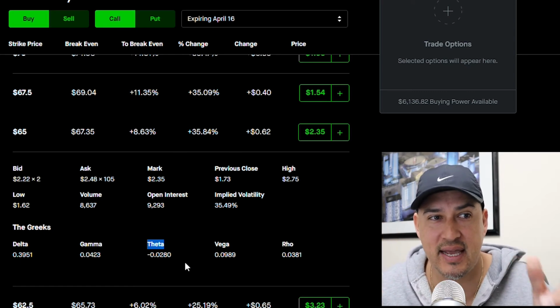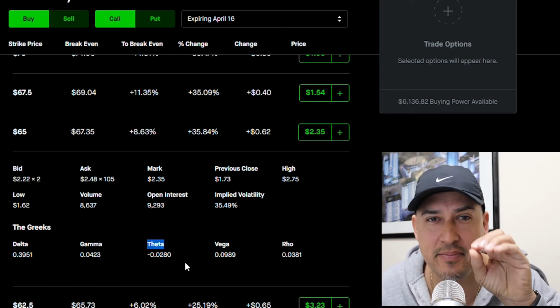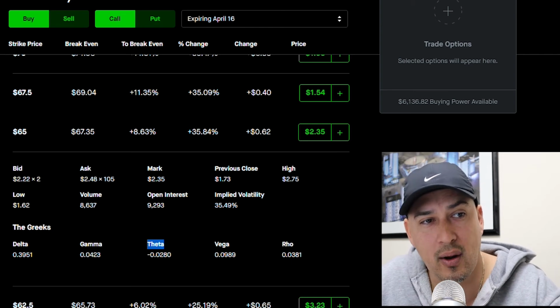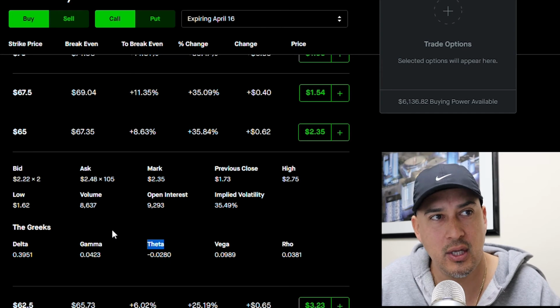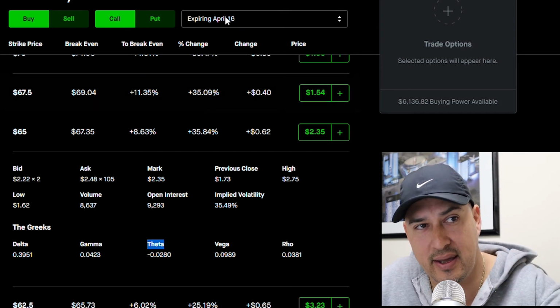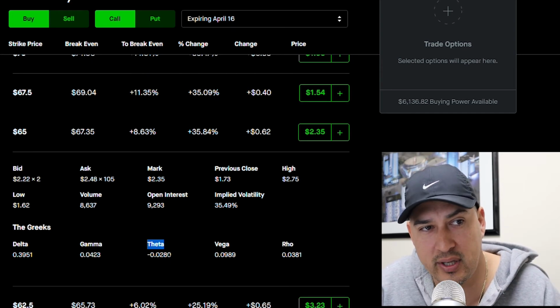So you guys get it, right? The theta will eat a little bit away, just a tiny bit every day, okay? So when you do want to purchase, you want to see this theta as low as possible. So I'm going to give you the same example. We did the April 16th. This is the theta, 0.02.